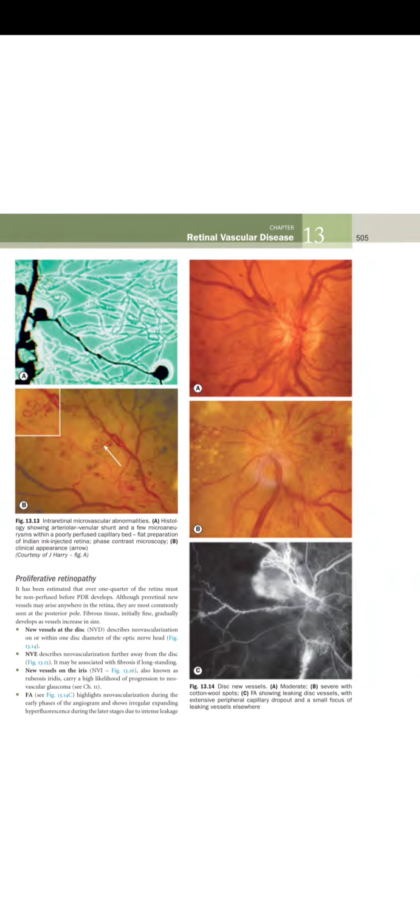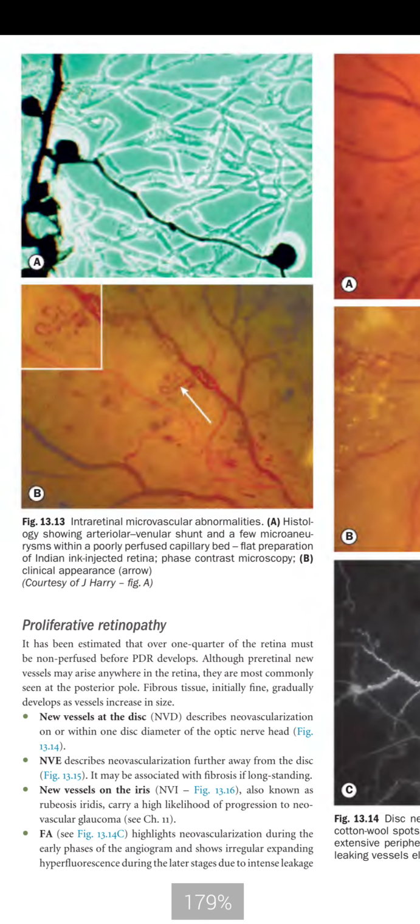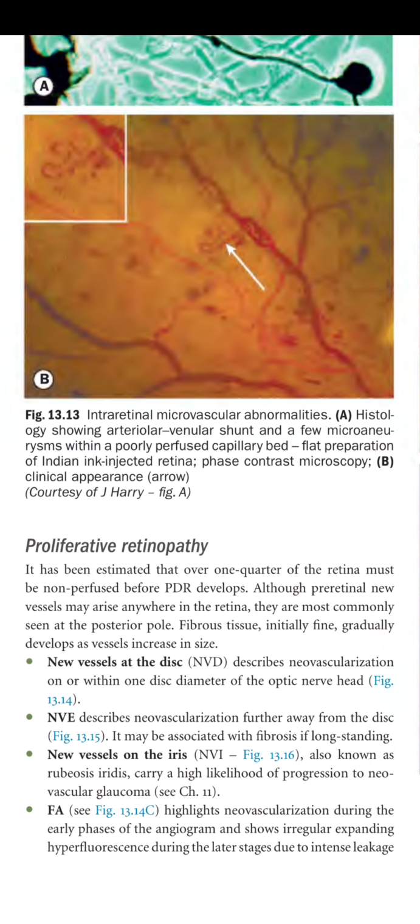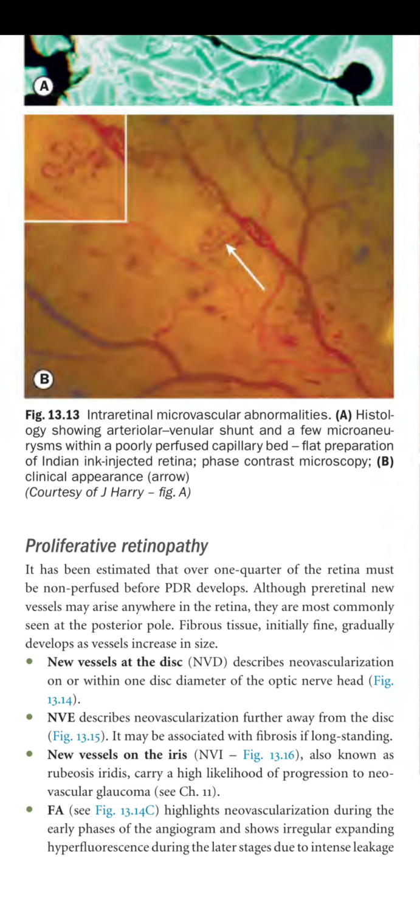So next is proliferative retinopathy. Proliferative retinopathy is when there is new vessel formation. It has been estimated that over a quarter of the retina must be non-perfused before PDR develops. So one quarter of the retina must be non-perfused. Although the pre-retinal new vessels may arise anywhere in the retina, they are most commonly seen at the posterior pole. Fibrous tissue, initially fine, gradually develops as the vessels increase in size.